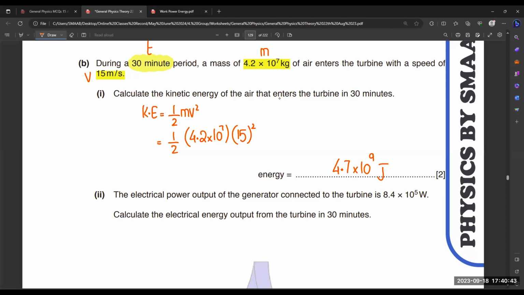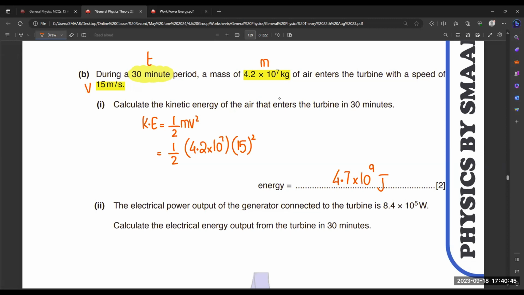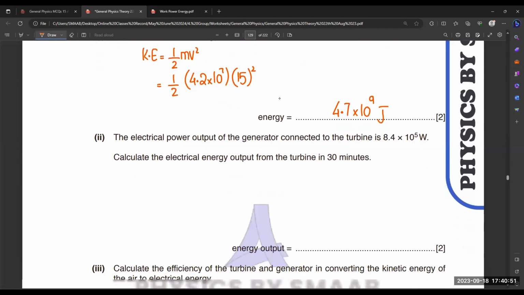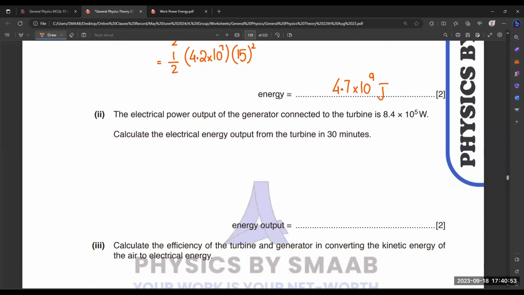Now in the second part, because they mentioned the value of time, they are going to ask about power also. In the formula of power we have the concept of time. So first check the second part, then we will take the reference from the first part. Electrical power output: they're asking about the output power connected to the turbine. Calculate the electrical energy output from the turbine in 30 minutes.